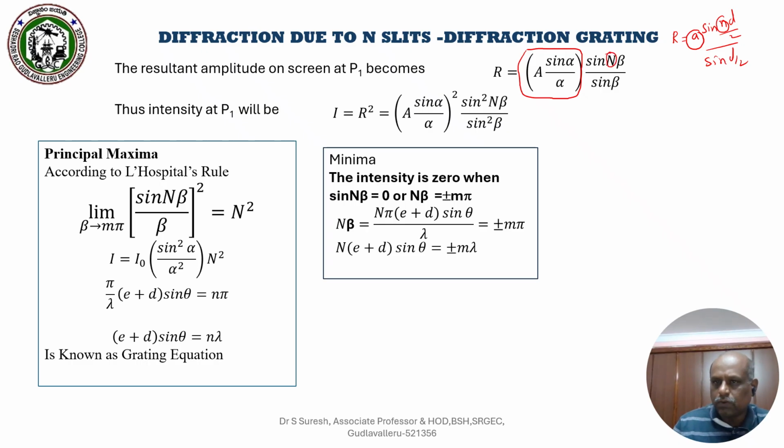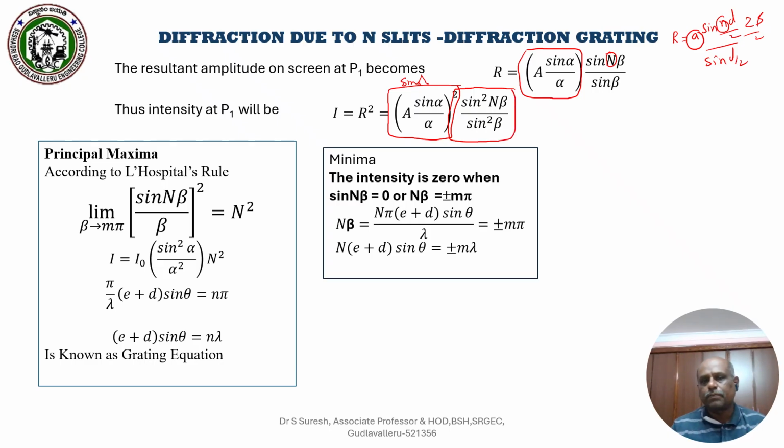So δ/2, where δ is 2β, is nothing but β. So the resultant amplitude at point P1 is R equal to A sin α/α times sin Nβ/sin β. And we know that intensity is the square of the amplitude. So I is equal to (A sin α/α) whole square times sin² Nβ/sin² β. In the first term, (A sin α/α) whole square is the diffraction term due to a single slit, and the next term, sin² Nβ/sin² β, is the resultant of N vectors.